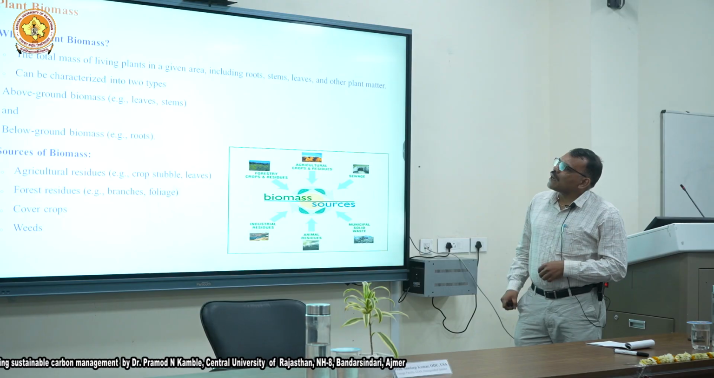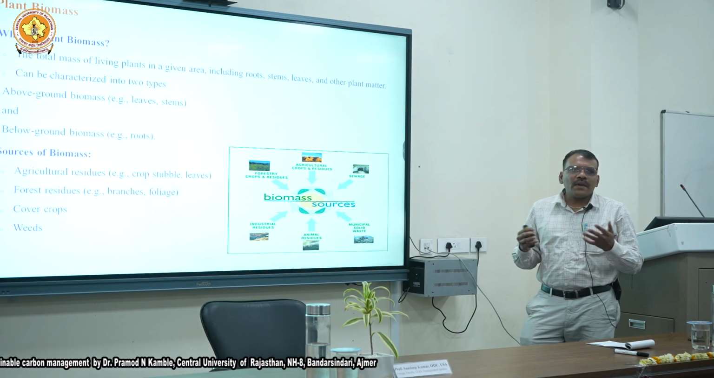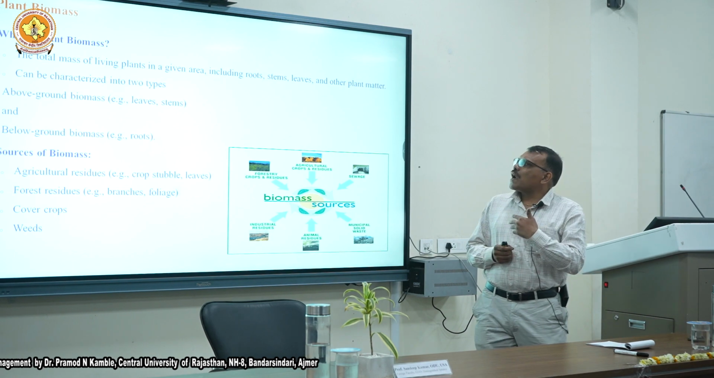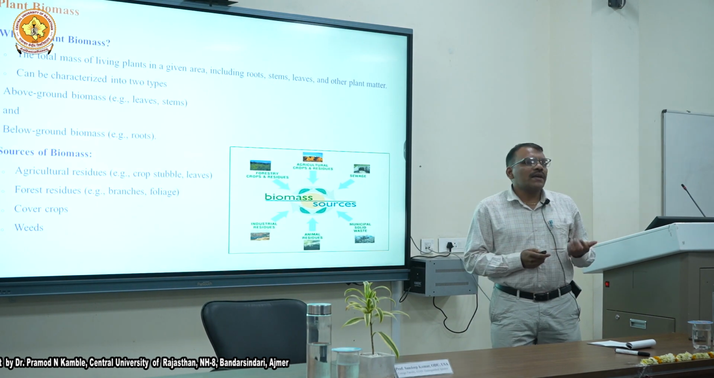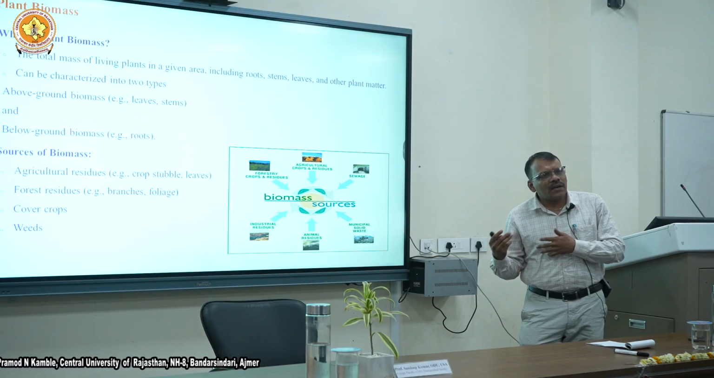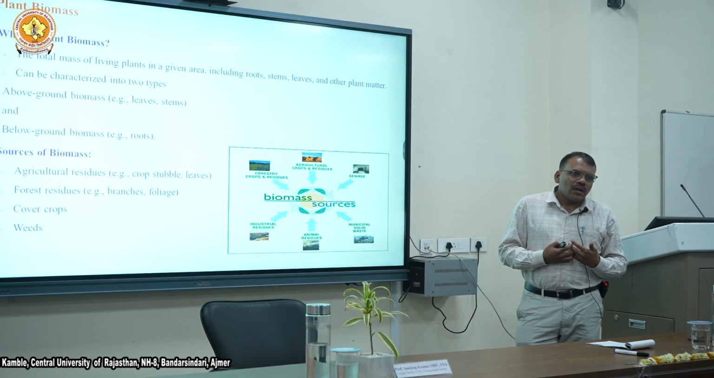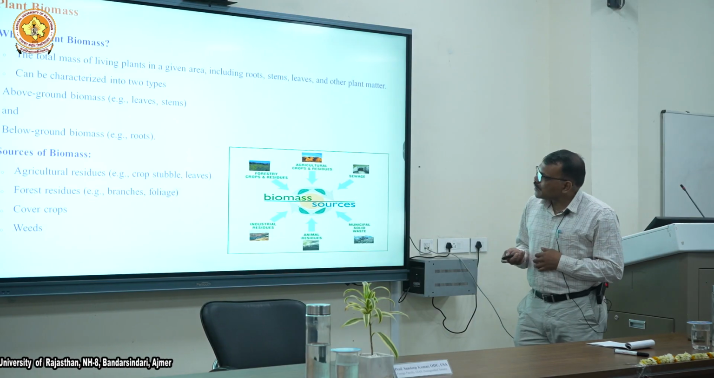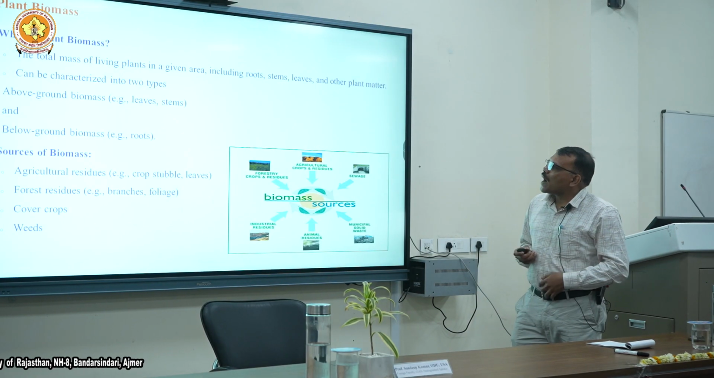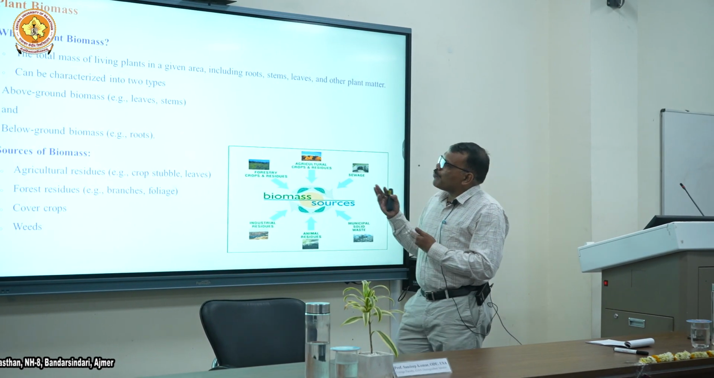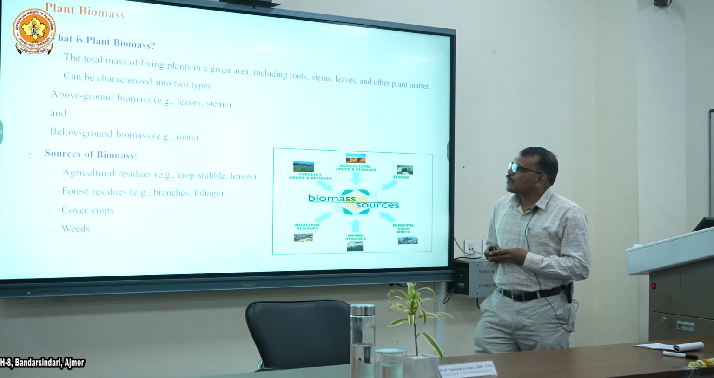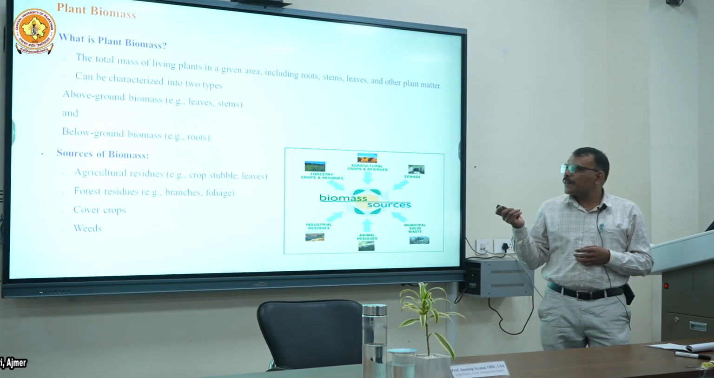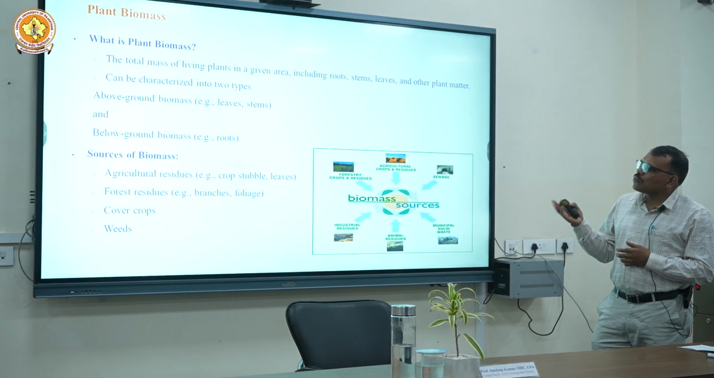Then what is plant biomass? So normally we would talk about plant biomass. It's the total mass of the living plants in a given year. Sometimes we consider the dry mass of the biomass of that particular plant. But again, it is divided into two parts: above ground biomass and below ground biomass. Above ground biomass includes leaves and stems, and below ground biomass includes roots.